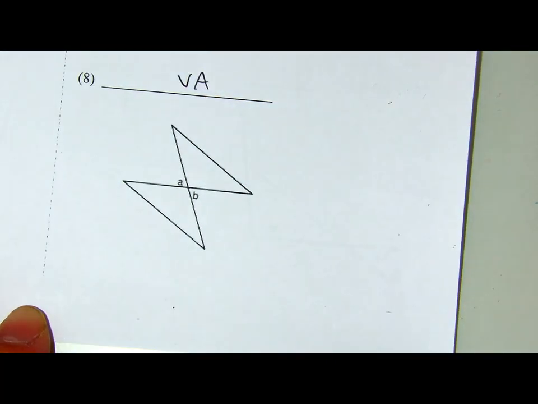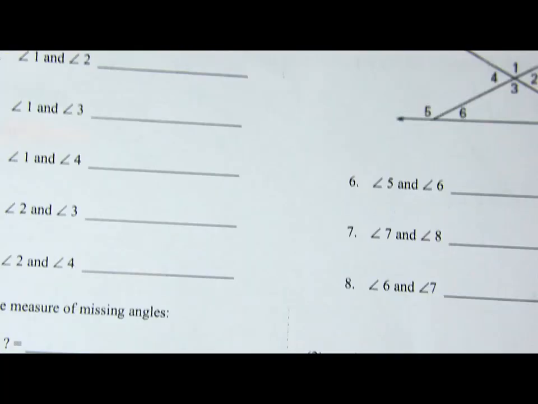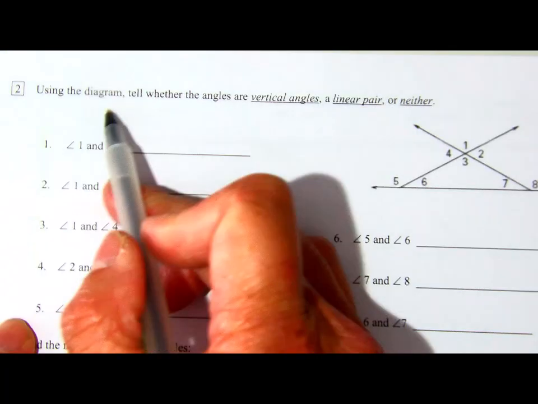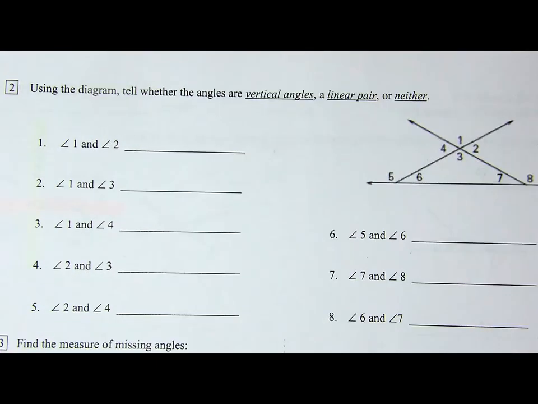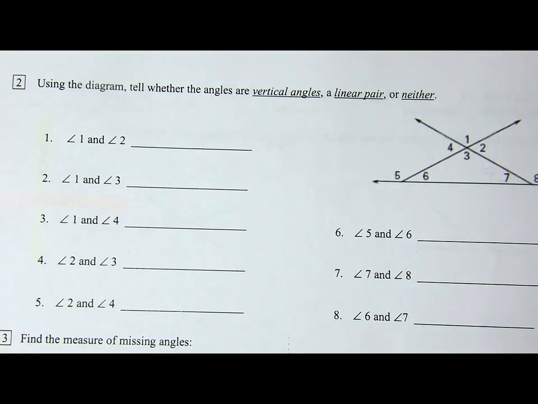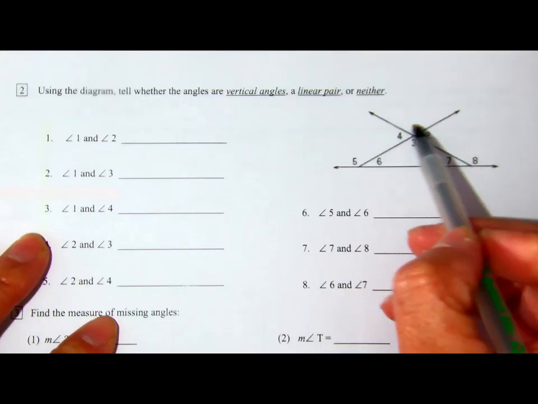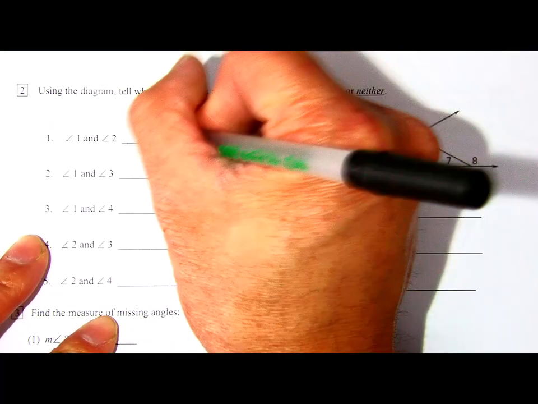Let's go to the back side. Okay, same thing. Using a diagram to tell whether each pair of angles are vertical angles, linear pairs, or neither. Look at the color of your chair. Blue chairs, what's angles 1 and 2? They're next to each other, they're a pair, right? Linear pair.